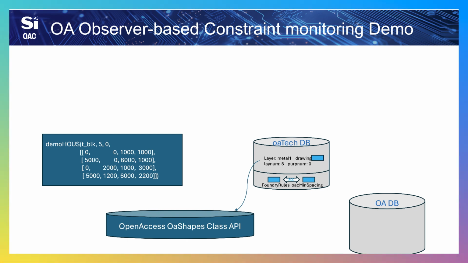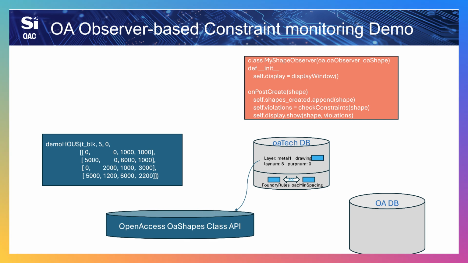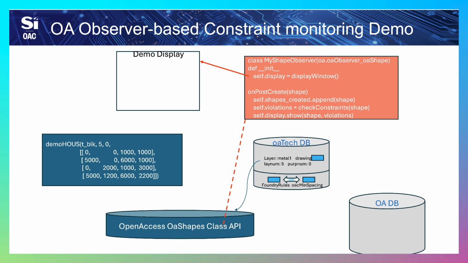And we're going to save it in the TechDB. Next, we instantiate myShapeObserver. It's tied to an OA shape class, and so our observer will be notified on post create. That is, after a shape is created, our observer will get called. So for this demo, as soon as our observer object is initialized, it will create a demo display to help us see what's going on inside the observer object.